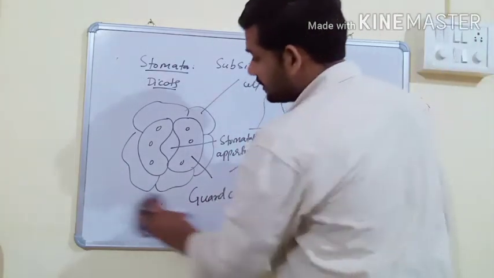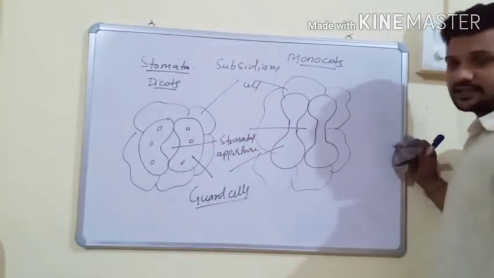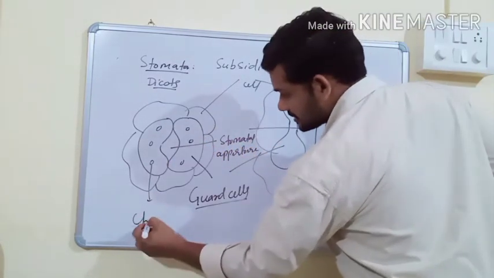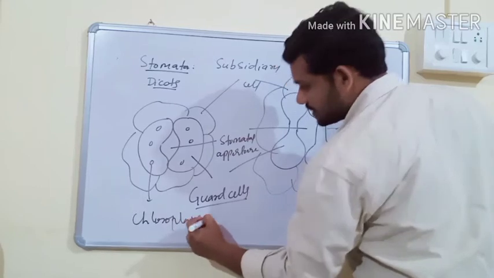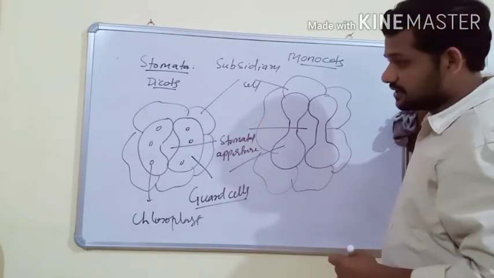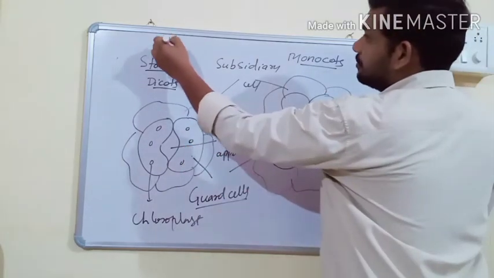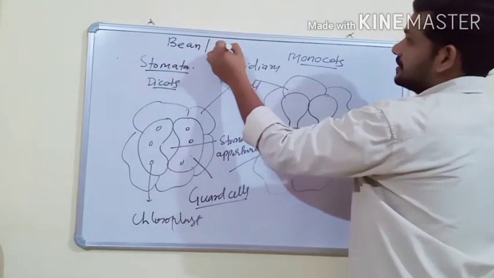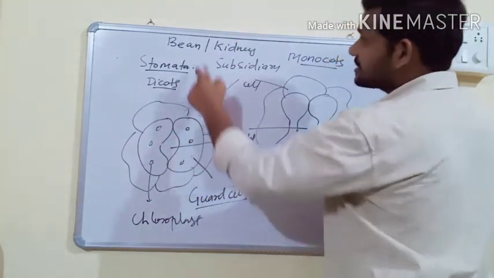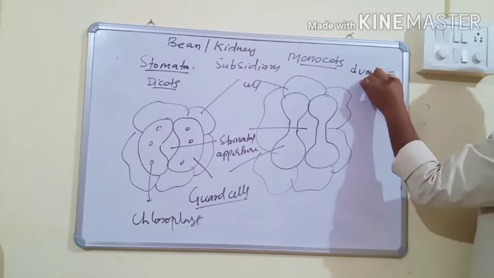Stomata have two specialized cells called guard cells. The guard cells are specialized because they possess chloroplasts. Due to the presence of chloroplasts, guard cells are also able to make their food through photosynthesis. In dicots, this is a very important point, the guard cells are bean or kidney shaped, whereas in monocots, the guard cells are dumbbell shaped.